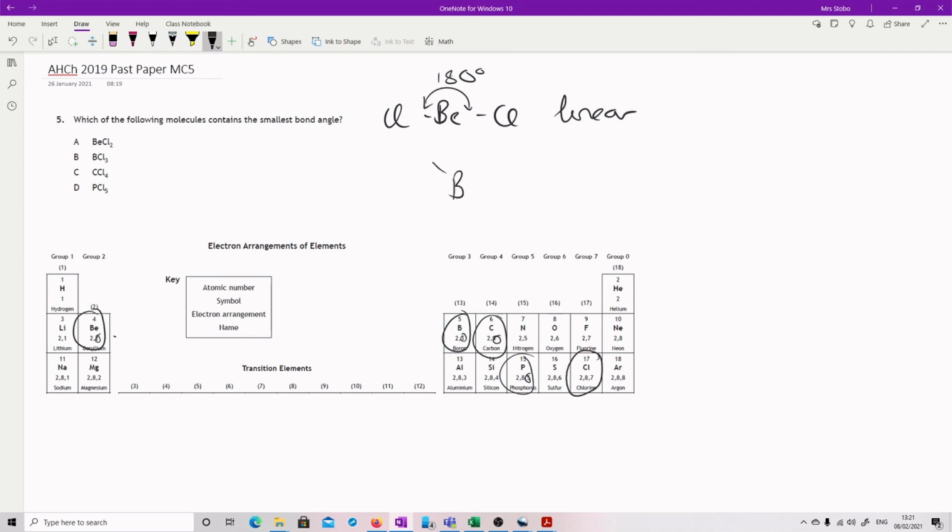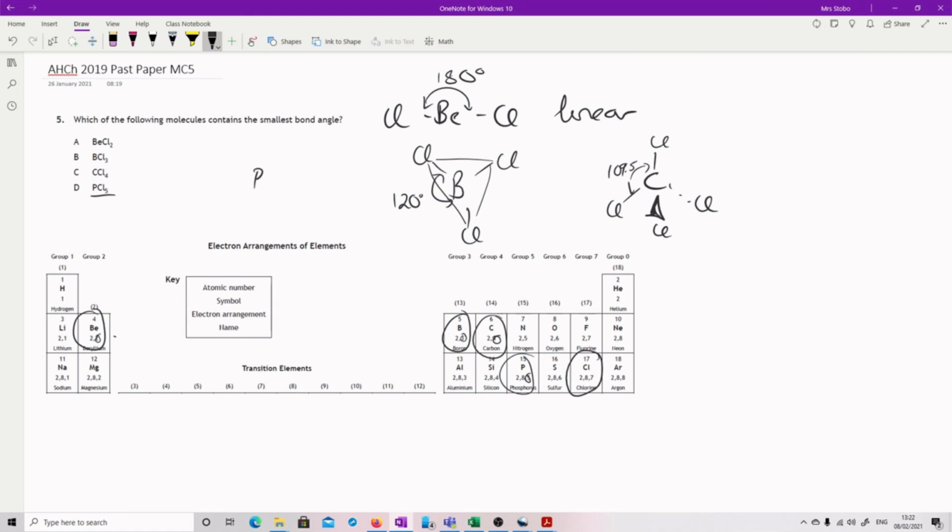Okay, we go to boron. And this time we get our chlorines set up in a trigonal planar. Little triangly one. Okay, so each of these have a bond angle of 120. Okay, and then we've got our carbon tetrachloride in this one. So we've got our Cl, and Cl. Now remember, this carbon is kind of in the middle of the tetrahedral shape. So this bond angle in here, well, 109.5. So currently the winner, until we bring in this guy.